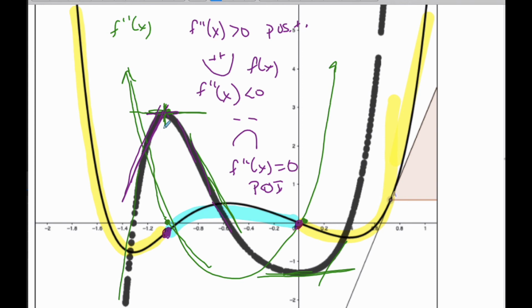So when I look at the second derivative, if it's positive, the function itself is concave up. And if the second derivative is negative, the function itself is concave down. And so this second derivative being positive or negative tells us about the original function. And this point of inflection is in the original function.